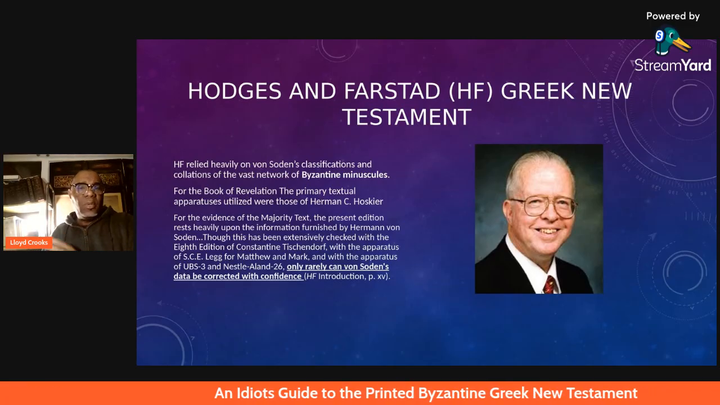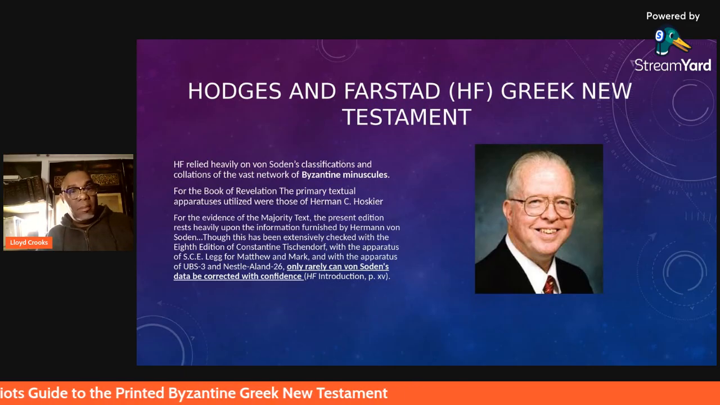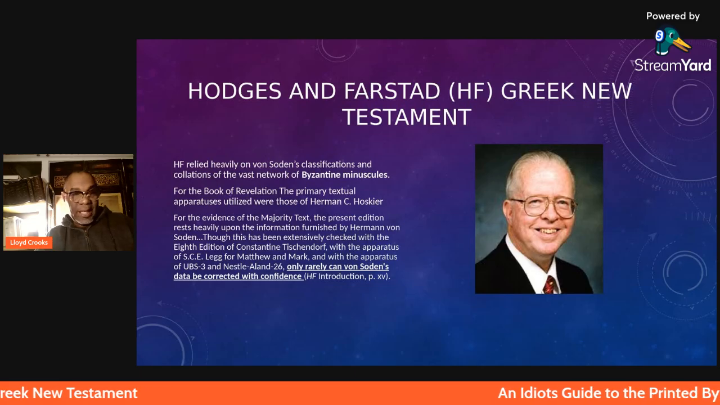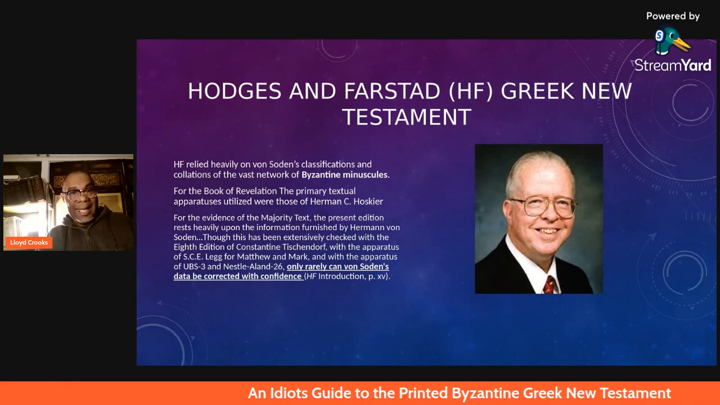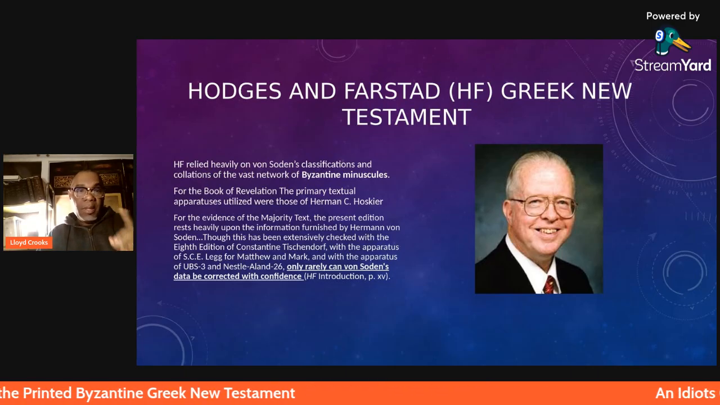But for Revelation, he used an apparatus by Hermann Hoskier. So from Matthew to Jude, he used von Soden's classification of Greek New Testaments, KX, which was generally Koine, generally the Byzantine type text. But there is an issue with that.